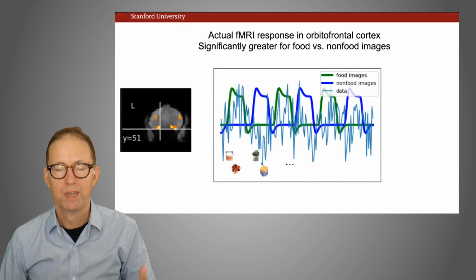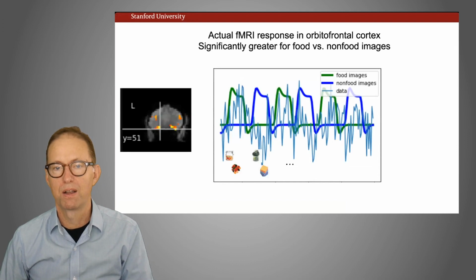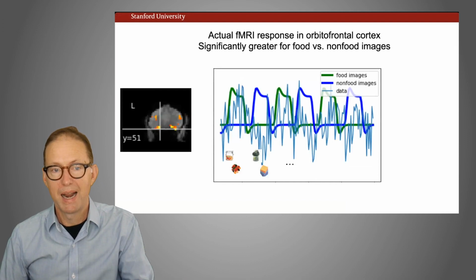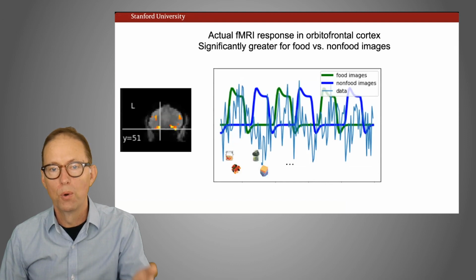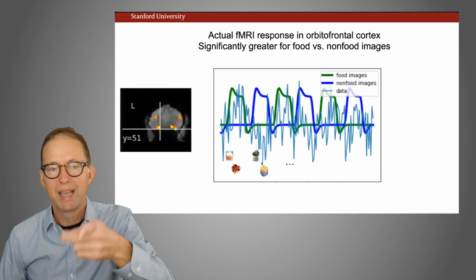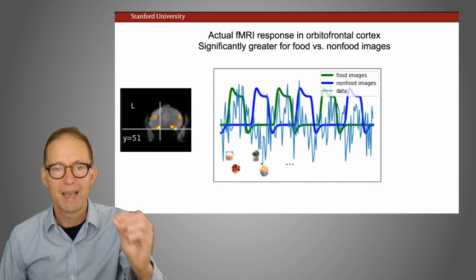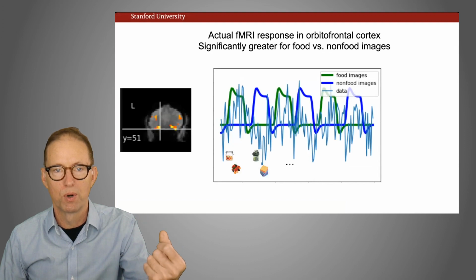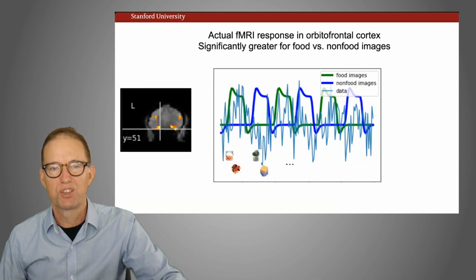And here's an example using data from a study by Paul Smeets and colleagues that shows an actual voxel in the brain that follows that particular pattern of only responding more to food images than to non-food images. So you can see that the sort of thin line shows the actual data from this one location in the brain, in the orbitofrontal cortex, that has activity that's significantly higher for food versus non-food images.